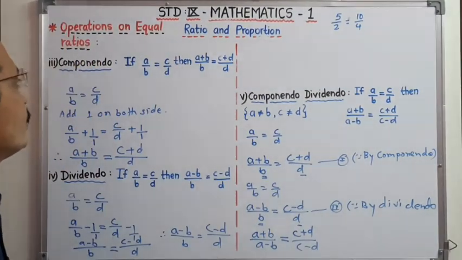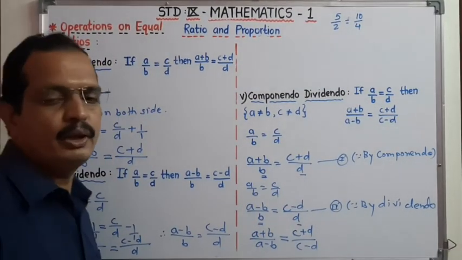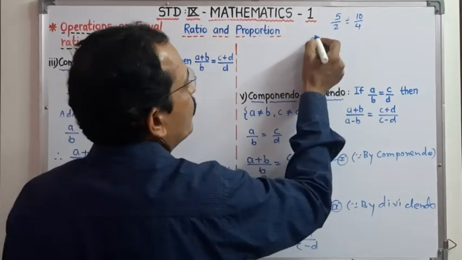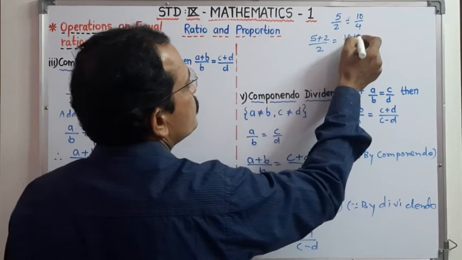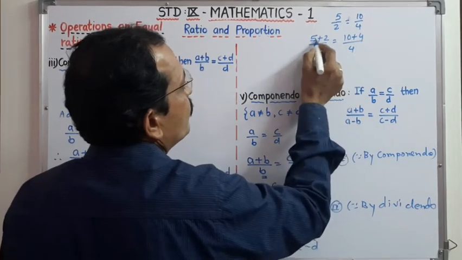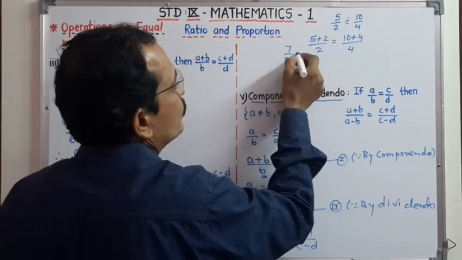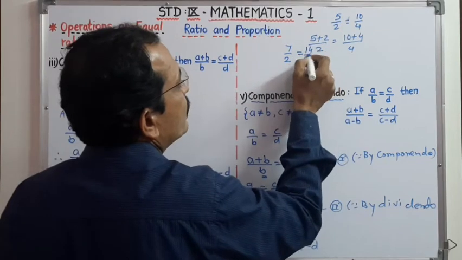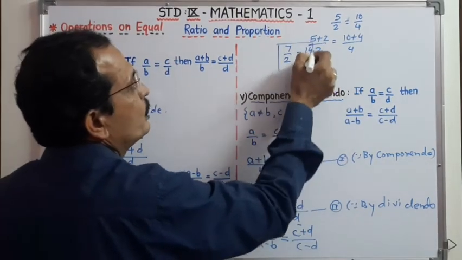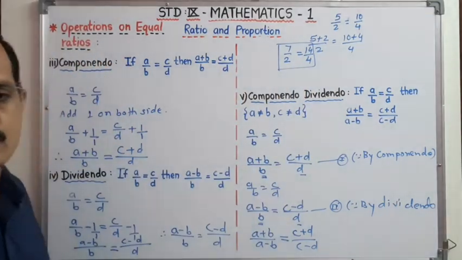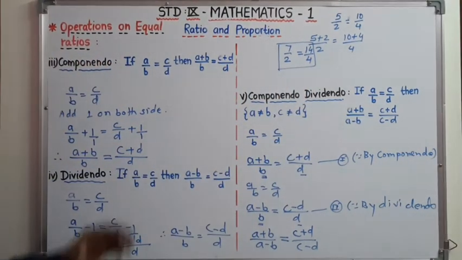Then if we have to apply componendo, what we will get here is (5 + 2) upon 2 is equal to (10 + 4) upon 4. 5 plus 2 is 7 upon 2 is equal to 14 upon 4. If we simplify this, 7 upon 2 is equal to 14 upon 4. This is for the componendo.